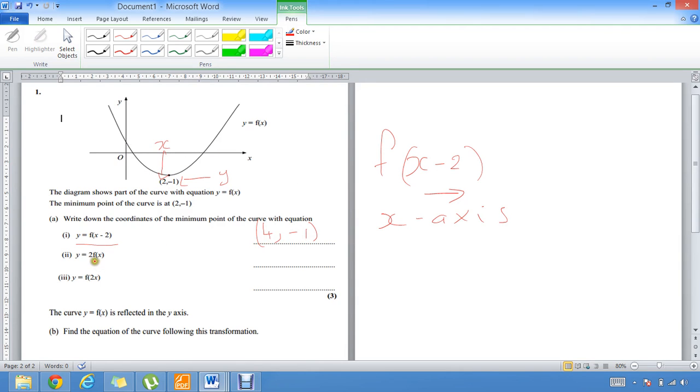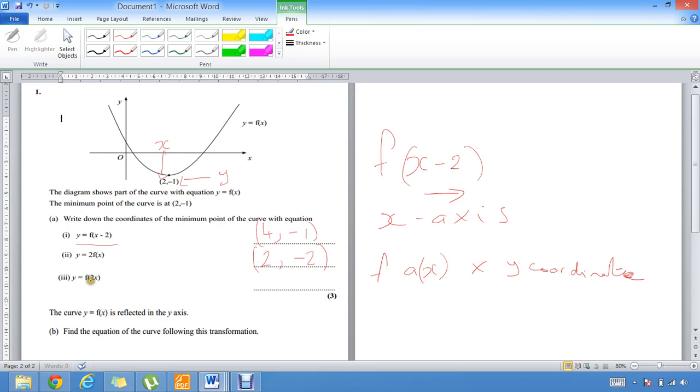The second rule over here is 2f of x. Now remember, if you have f of ax, remember we did this in a previous video, if the a is outside the bracket, you have to multiply the y coordinate. So therefore, your y coordinate here is minus 1. So I have to multiply that. Remember, it's a stretch as well. So the x coordinate will stay the same. Now minus 1 times 2 is just minus 2.